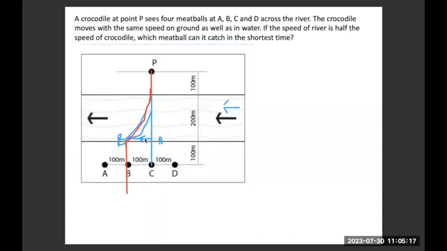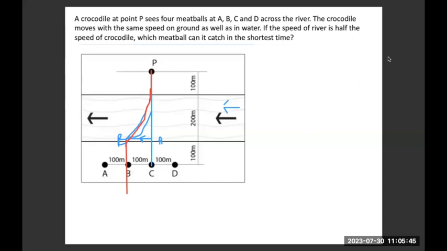But here the river is moving. So within the same time frame that the crocodile traversed the vertical distance, the river would move a distance from A to B, which is 100 meters because the speed is half. So the time it takes him to travel 200 meters, the river will take the same time for 100 meters, because the speed is half. So that's why he reaches point B first, and then from B he reaches meatball B first. Okay.